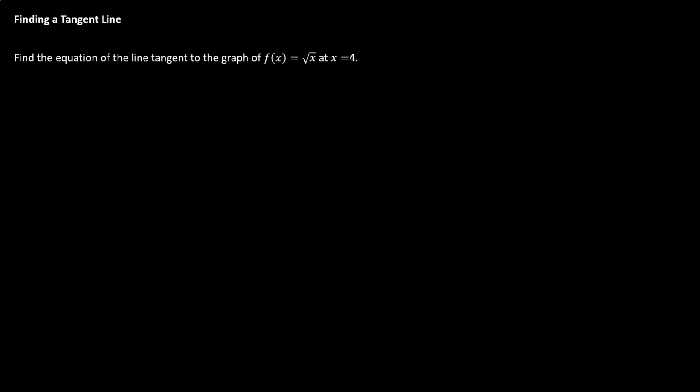Let's do one more. For this function, we're looking at the square root of x, and we want to calculate the tangent line that passes through x equals 4. So we know that a is equal to 4, and we also know that we're going to use the y minus y1 is equal to m times x minus x1.